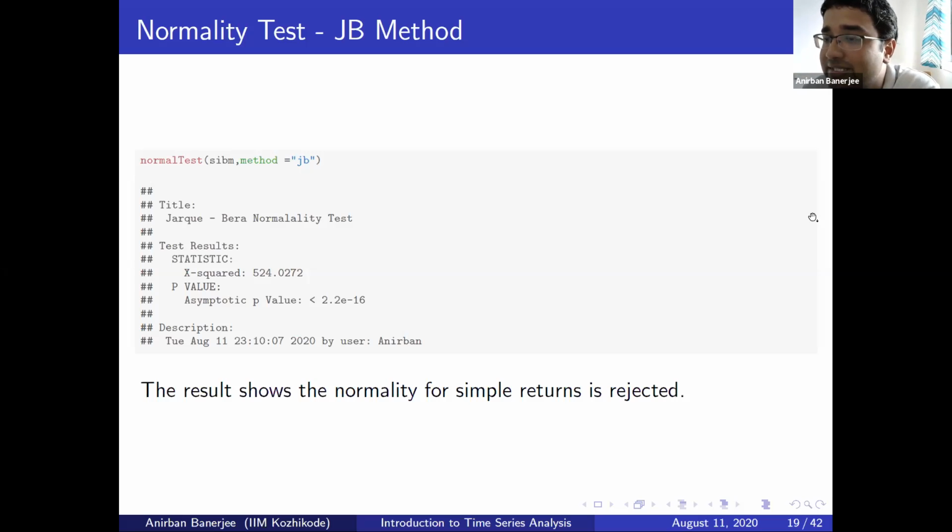2.2 e to the power minus 16 is absolutely small. We are going to compare it with the 5% level, which is 0.05, and conclude that the normality, which is our initial hypothesis, is rejected. Our null hypothesis was that this data, IBM, is normally distributed. We are rejecting that null hypothesis. We cannot say that this data is normally distributed.